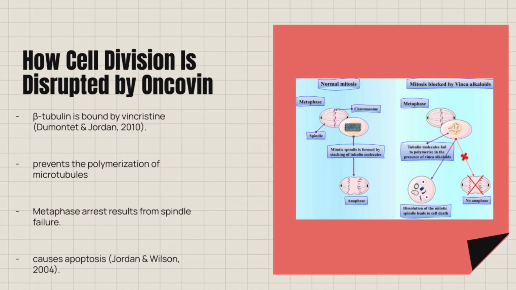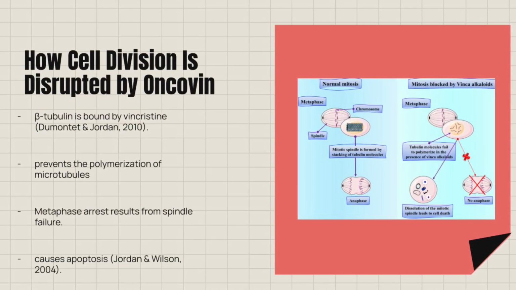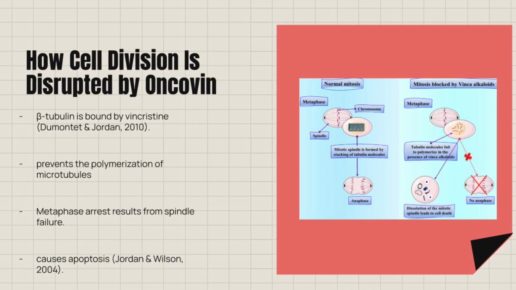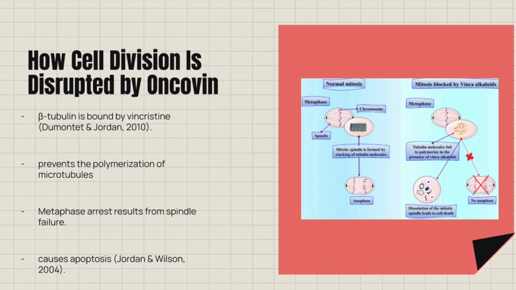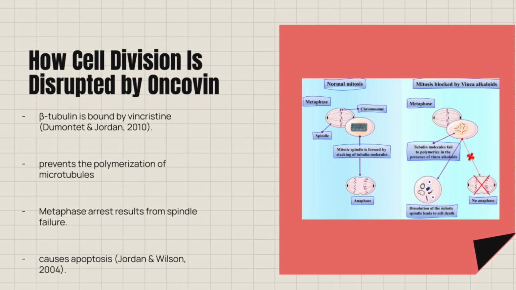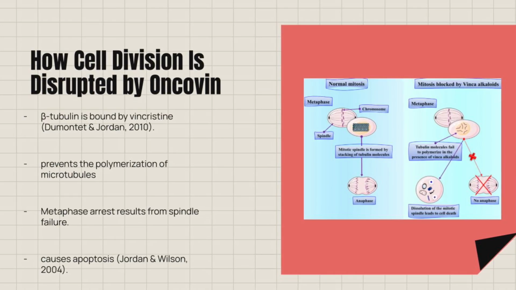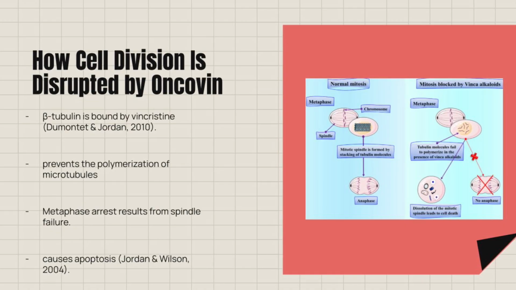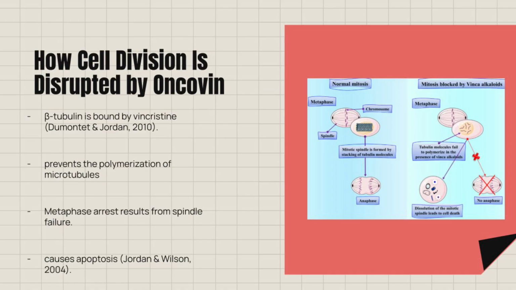Chromosomes remain in metaphase because the mitotic spindle never completely develops with the absence of microtubules. So the cell stays frozen until it ultimately undergoes apoptosis, which is programmed cell death. Jordan and Wilson, 2004. Cancer cells are particularly susceptible to vincristine because of their fast division and heavy reliance on this exact spindle formation in this image.